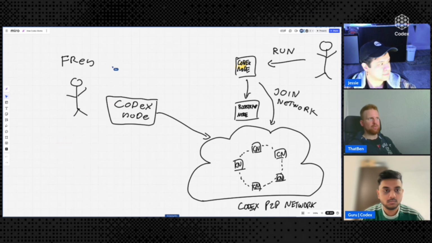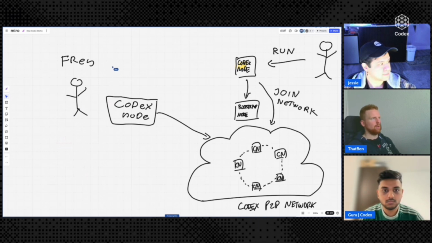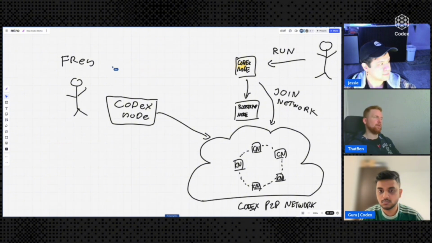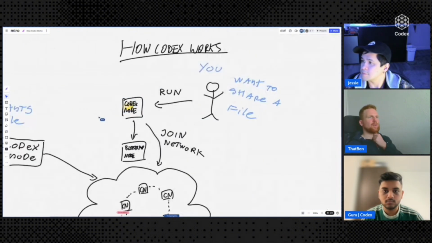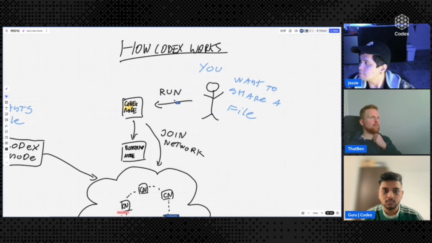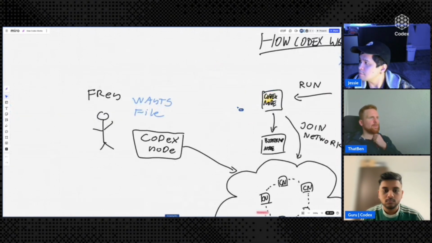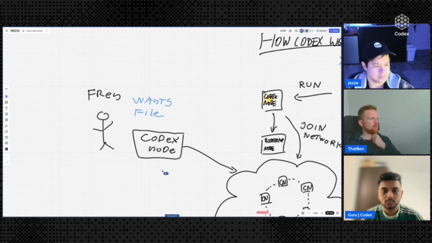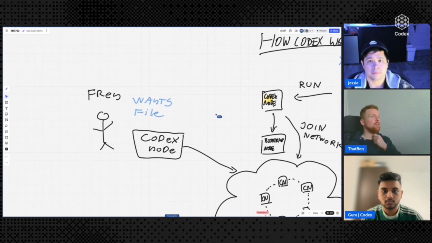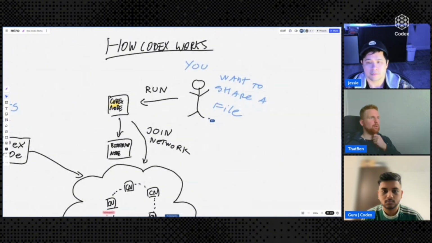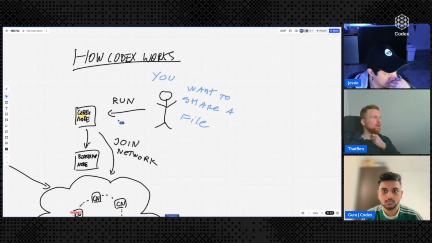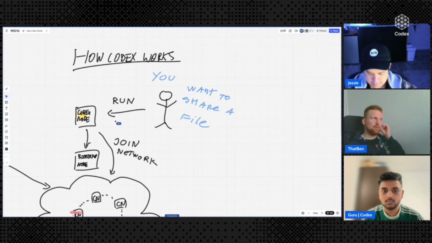Is you upload your file to your Codex node, right? And we can draw that in several steps if you want. So here's you. You want to share a file. You have a Codex node running. Here's your friend. He wants a file and he has a Codex node running. So the first thing you would do is you upload your file to your Codex node.